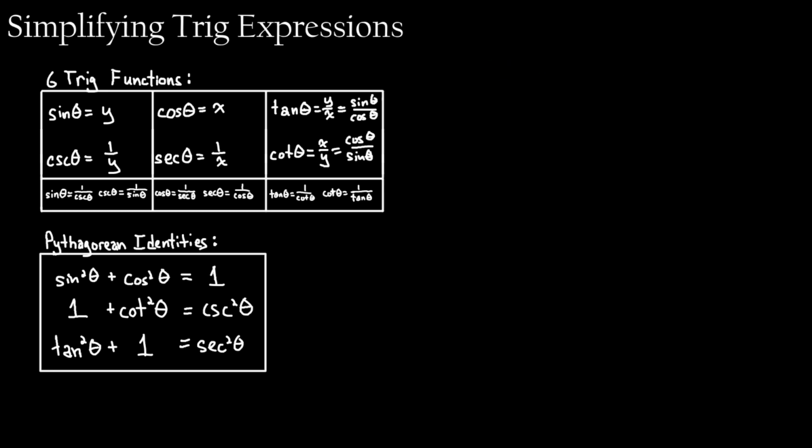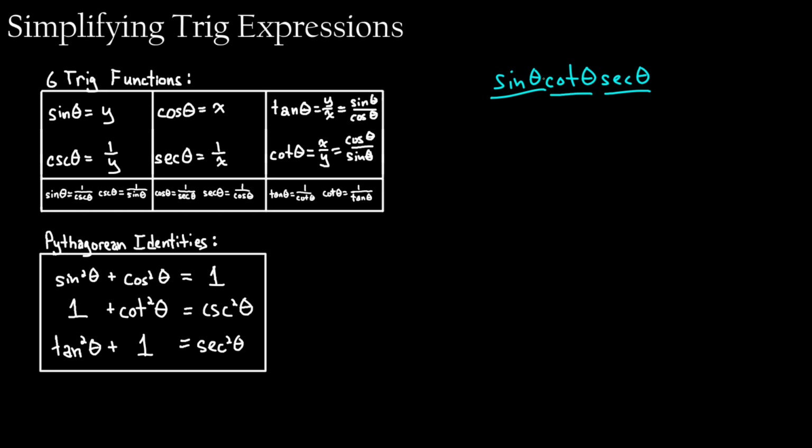For this first one, let's simplify: the sine of theta times the cotangent of theta times the secant of theta. You could think of this as x times y times z, but in this case, these do share something in common. I'm going to rewrite these in terms of sine and cosine.